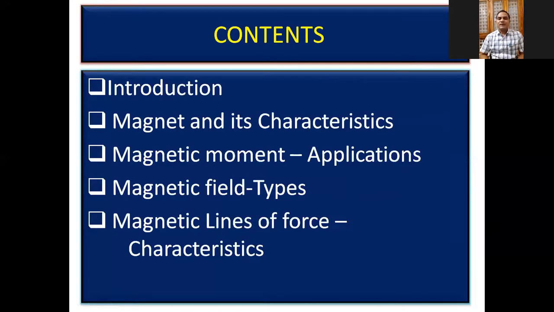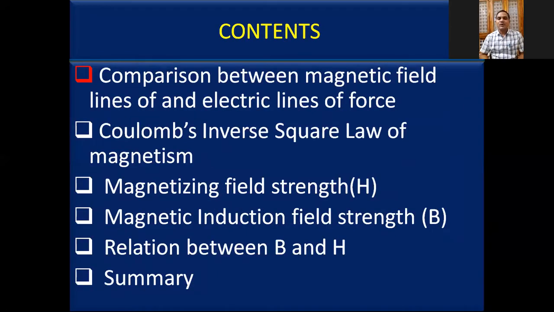The plan of my talk: first, the introduction. After that, magnet and its characteristics, magnetic moment and its applications. Then we will see the magnetic field and its types, magnetic lines of force and properties. After that, we will discuss the comparison between magnetic lines and electric lines of force. Then Coulomb's inverse square law of magnetism, magnetizing field strength, and magnetic induction field strength, capital B. After that, the relation between B and H. Lastly, we will see the summary of the lecture.